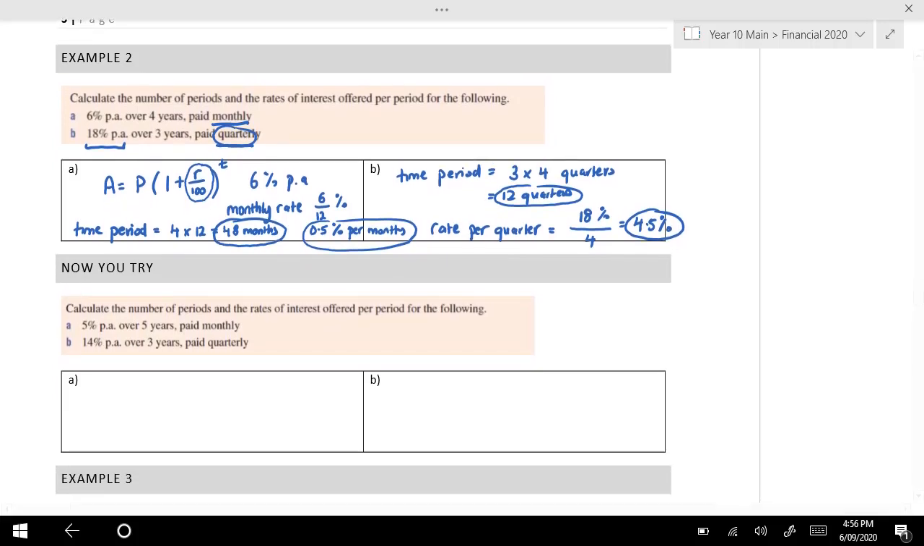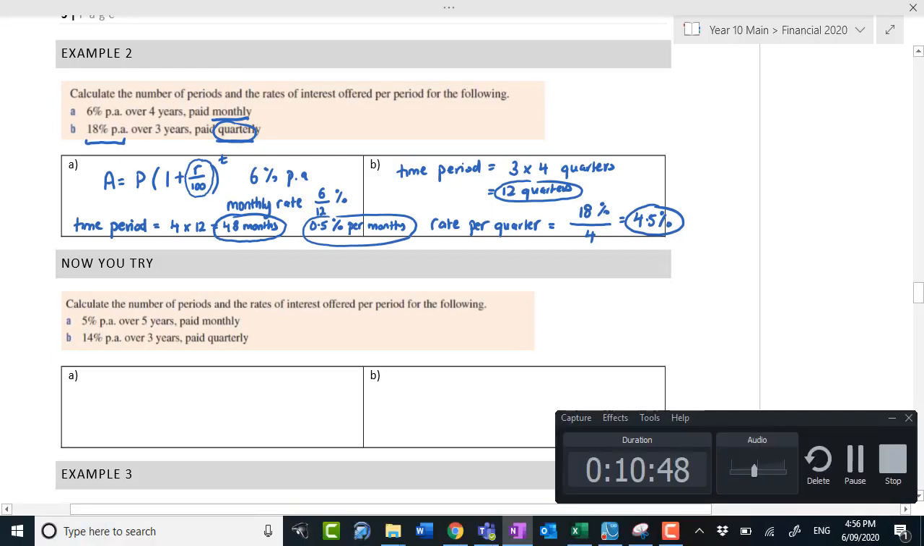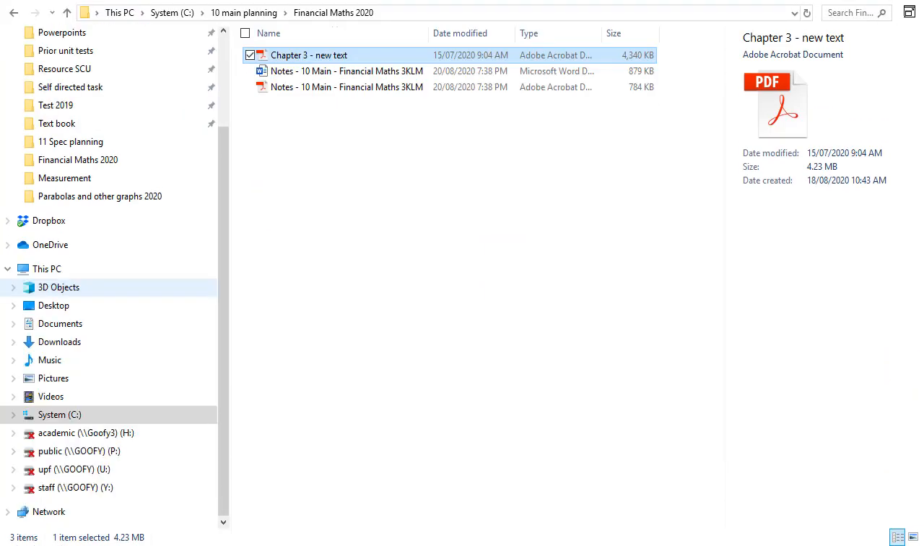I'm going to leave that up there. I'd like you to try a similar one for this. I'm going to pause this now, have a go, and I will reveal what the answers are.